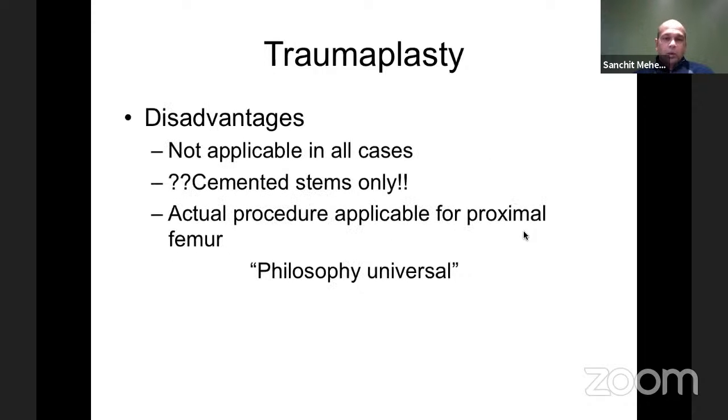Unfortunately, it's not applicable in all cases. In most cases, it's applicable certainly in the primary scenario, cemented stems. Revision scenario, definitely only cemented stems, because with the big uncemented stems that are used in revision surgery, you get very little space to put your screws, which are bicortical. You can put unicortical screws, but it doesn't really give you that much fixation. And so the actual procedure of traumaplasty, as we call it, is only applicable for the proximal femur, but the philosophy behind it is universal.